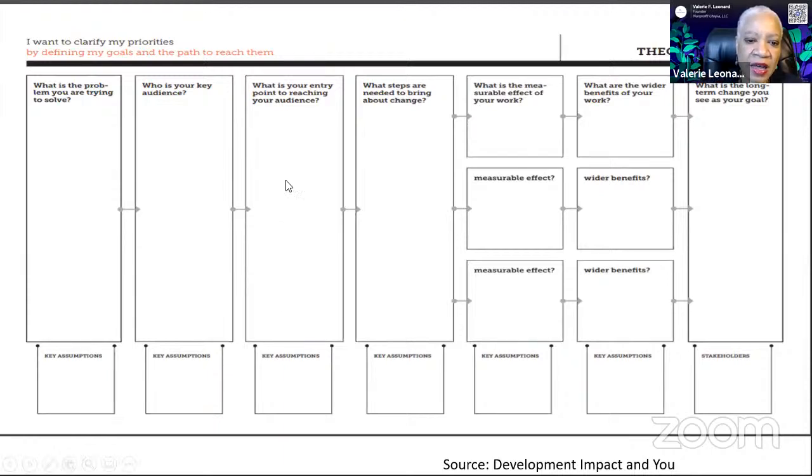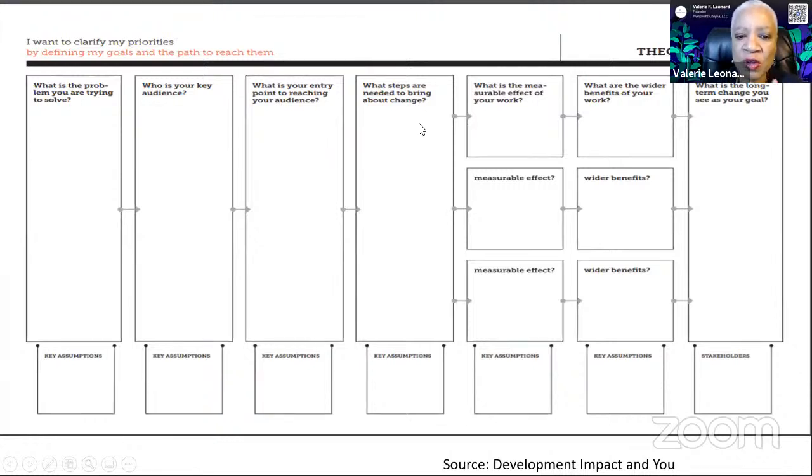All right. The next question you want to answer is, what is your entry point to reaching your audience? And again, you're going to have key assumptions here. And then what steps are needed to bring about change? And then you have your assumptions outlined here. And you notice that the arrows flow one from the other. Each step is kind of dependent upon the step that came before it. So 1, 2, 3, 4, and so on.